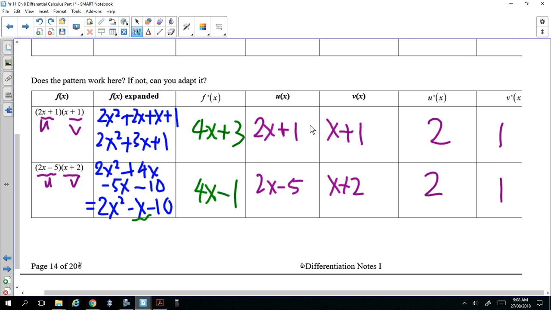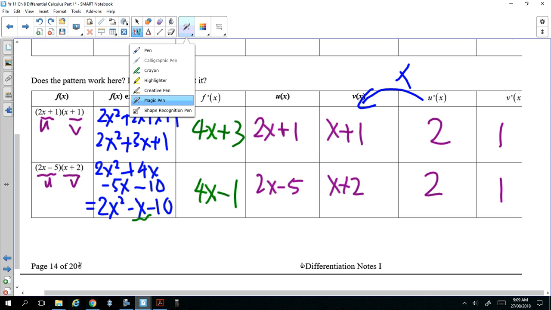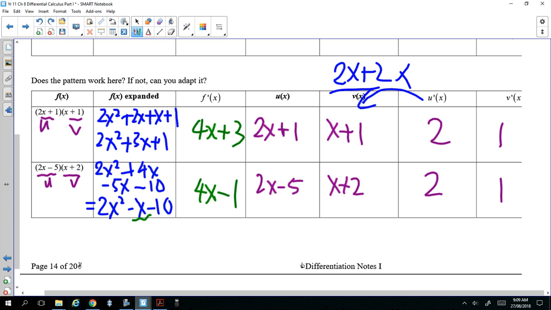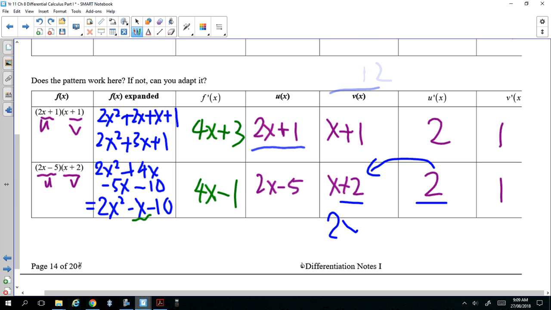Multiply which one? u dash with v. Now let's times 2 and x plus 1 together. What do you get? 2x plus 2. If I add this to this, does it give me this? Oh, it works. Does it work with the other one? Let's times them: 2x plus 4. If you add it, does it give you the green?